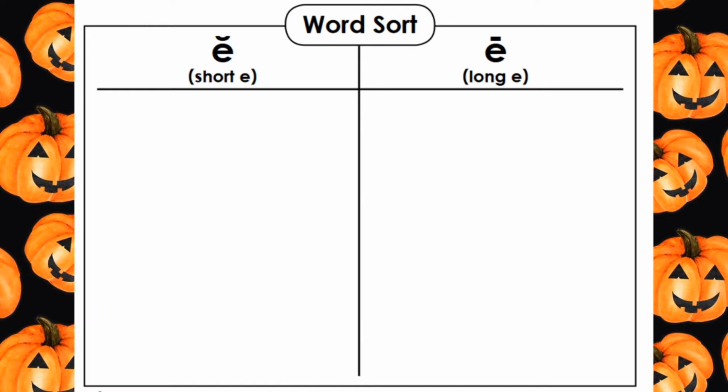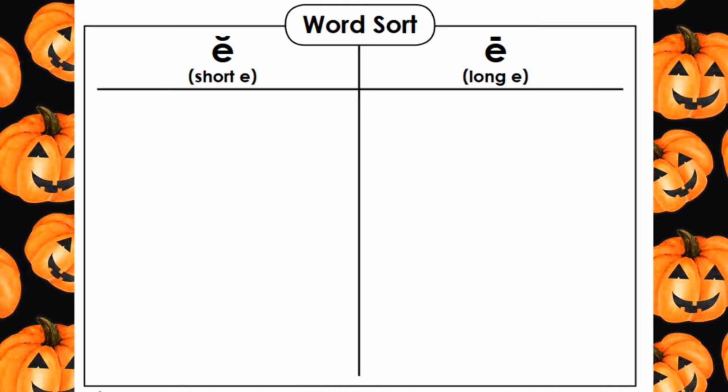Okay, and with that little review done on our short E and long E sounds, what we're going to do today is have a picture appear on the screen, and we're going to figure out what the word is associated with that picture, and then sort it into the correct category. And if you have a printer handy, in the description is going to be a link to this activity where you could print out what we're working with today and follow along in the video.